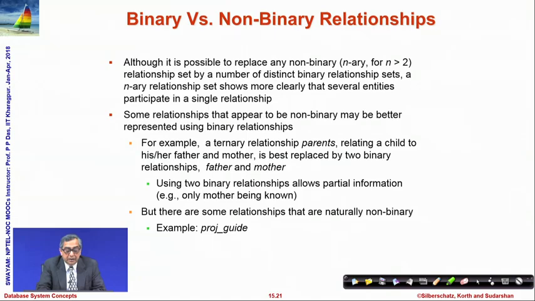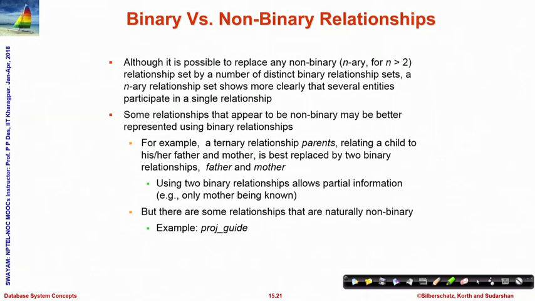For example, if we come to a situation where only the mother is known and the father is not known, I will not be able to represent that, because it will always have to come as a triplet of three persons: the person under consideration, her father and her mother. But if I represent the person and the father in one relationship, and the person and the mother in another relationship, then I can take care of the situation where only one of the parents is known. So, there are certain trade-offs between the choice of binary and non-binary relationships.